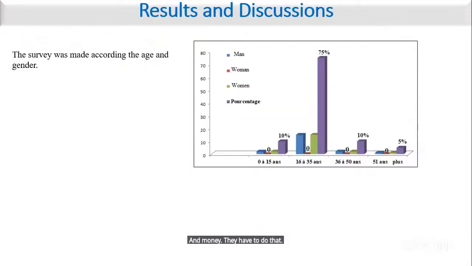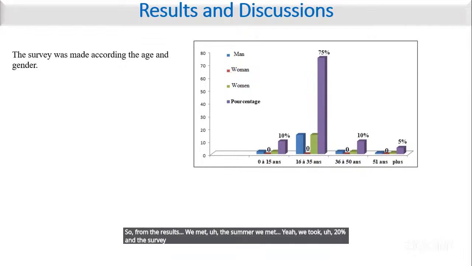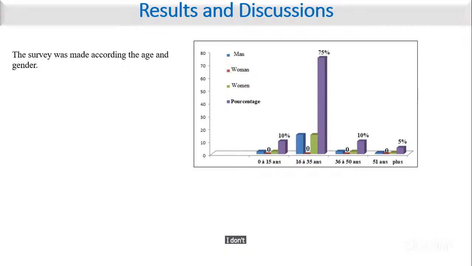From the results of the sample we made, we took 20% and made a survey. When you see here, around the age of 16 to 35, there are more people doing this type of work, small scale mining. You see here.